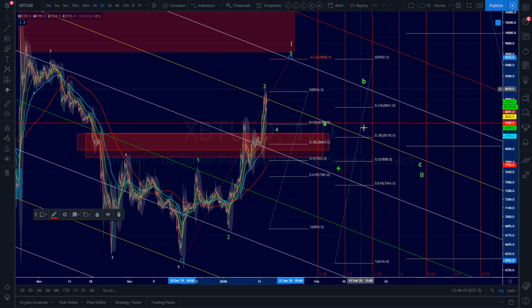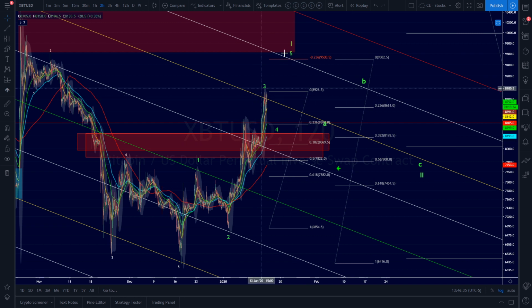It could be that this only comes down here to the 382, based on this 1.75 the length of this first wave for the correction. Very possible that we only come down to about 8,200. Again, we're just going to have to wait and see what happens. I'm not going to keep this time length on here because we haven't really gotten up there yet. We don't know if that's going to be where it ends.